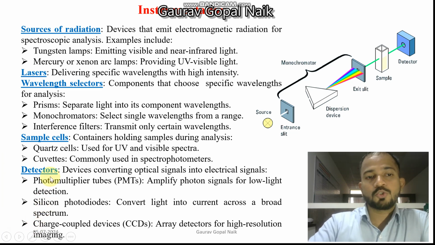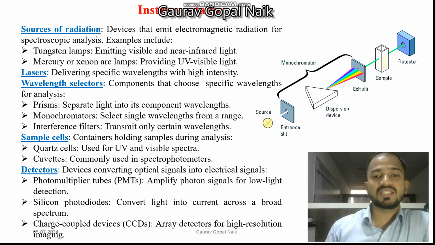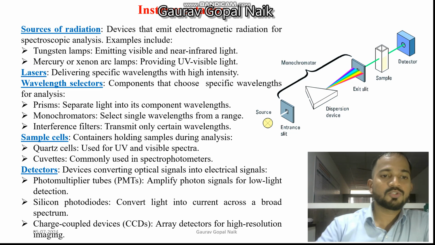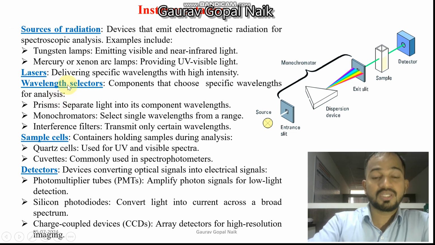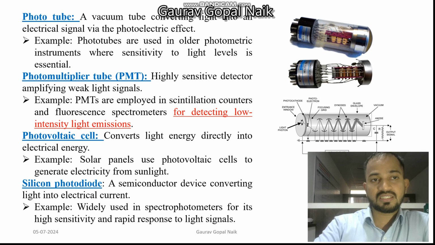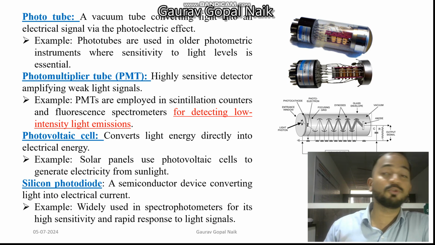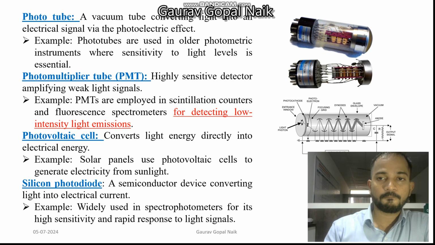Coming to the detectors, these are the devices which convert optical signals into electrical signals. Some of the examples are photomultiplier tubes, which amplify photon signals for low light detection. Then there are silicon photodiodes, which convert light into current across the broad spectrum, and then there are charge coupled devices. The other detectors are photovoltaic cell or silicon photodiode. So different detectors can be used for different purposes.